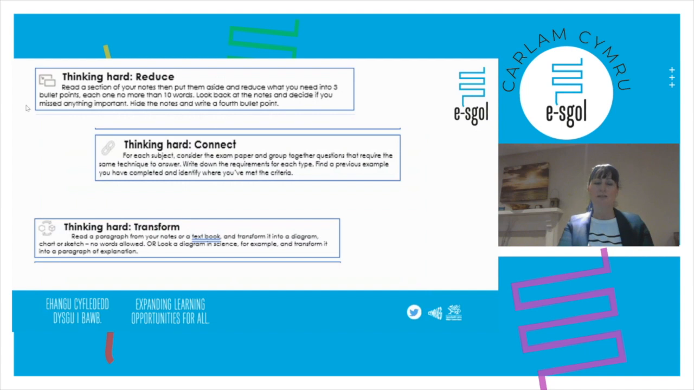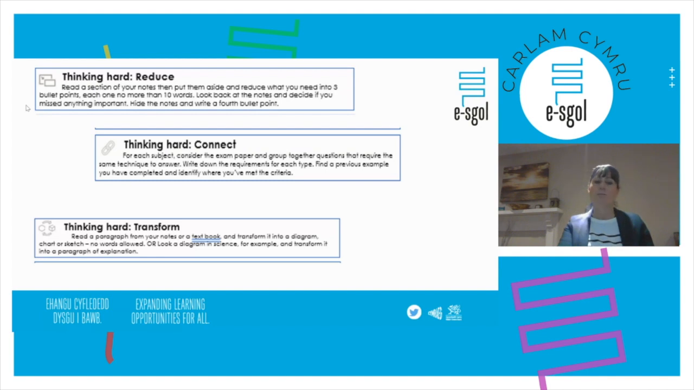So it's important when you're doing your revision that you're thinking hard, that you're reducing the information and the notes that you've got. So make sure you're doing that. Try and keep your notes as small and concise as you possibly can. Connect things together. So for each subject, consider the exam paper, group together questions that require the same technique. Work on connecting things to make your revision that much easier.